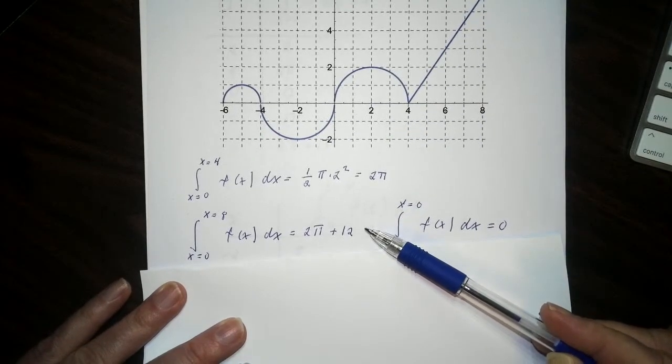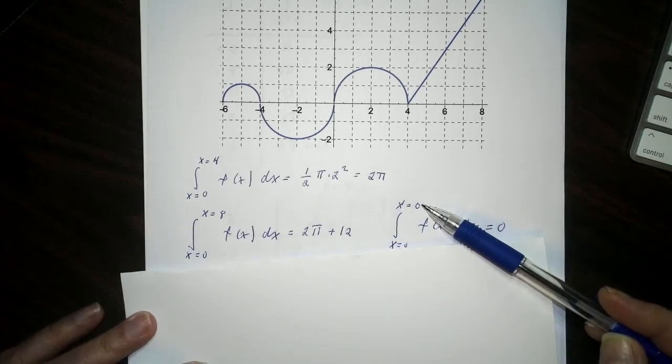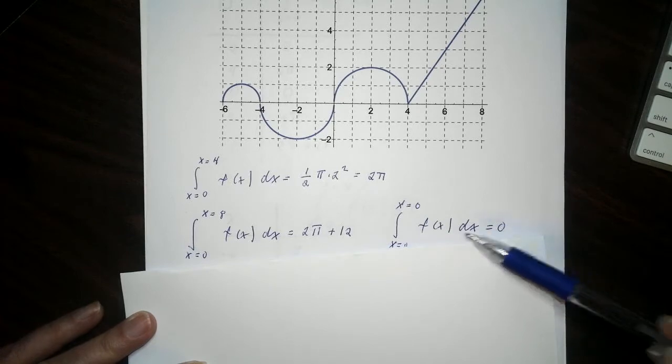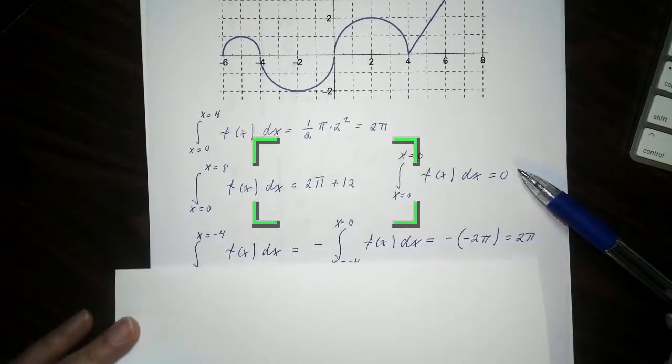What about the integral from x equals 0 to x equals 0? Well, that's pretty stupid because there's no area to start with. But we'll just make note of that, so we just get 0.